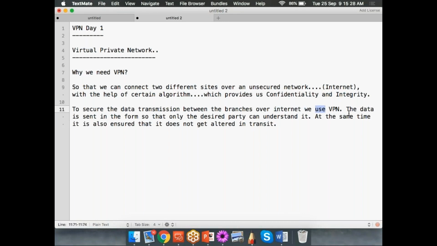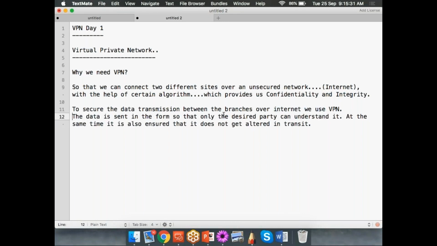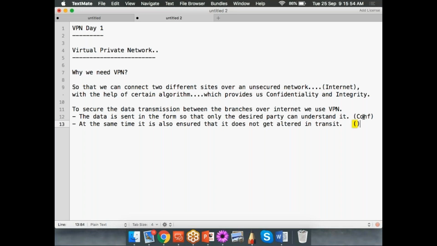We require the VPN. What it does, the data is sent in a form so that only the desired party can understand. That means we're going to use certain algorithm to do the encryption, and the other party can only do the decryption with the help of the keys. At the same time, it also ensures that it does not get altered in transit. That means the first line, I'm talking about the confidentiality, and the second line, I'm talking about the integrity.